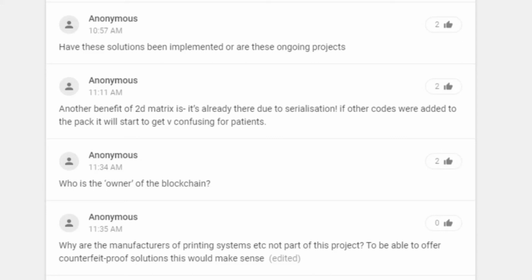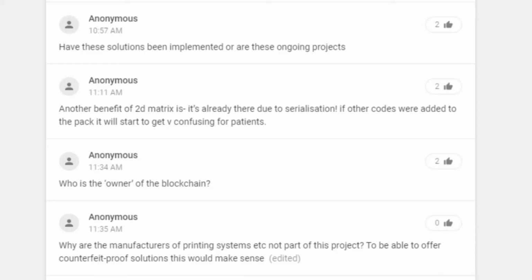It's already there due to sterilization. If other codes were added to the pack, it would start to get very confusing for patients. So Patrick and Ken, what's your response to the issue of confusion for patients with the number of codes on packs? Yeah, that's true.